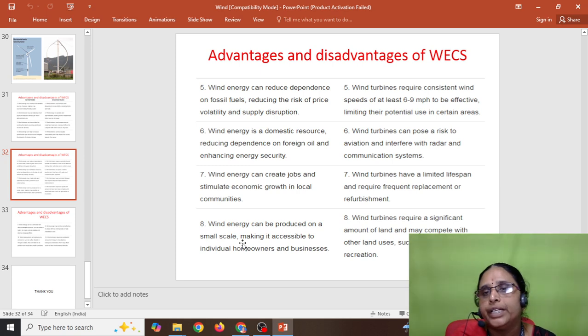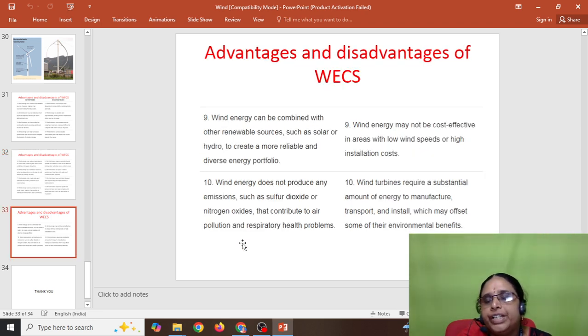Wind turbines have a limited lifespan and require frequent replacement, and wind turbines require a significant amount of land and may compete with other land use such as agriculture or recreation. Wind energy may not be cost effective in areas with low wind speed or high installation cost. Wind turbines require a substantial amount of energy to manufacture, transport and install, which may offset some of the environmental benefits. These are all the disadvantages of wind energy conversion system.